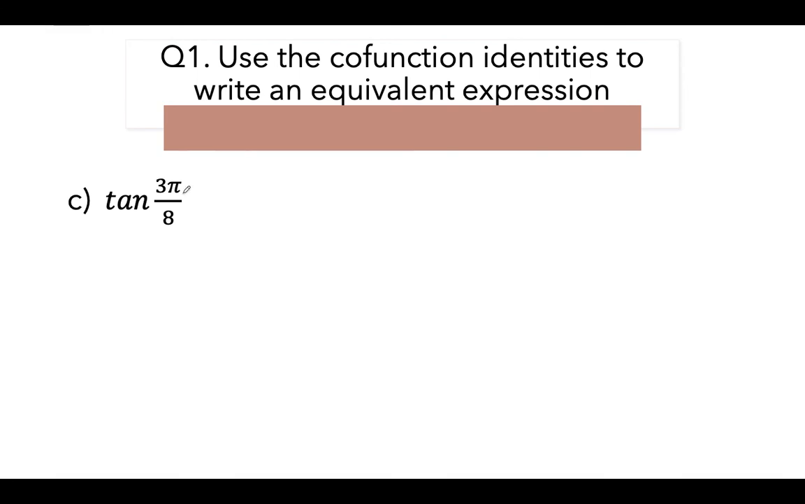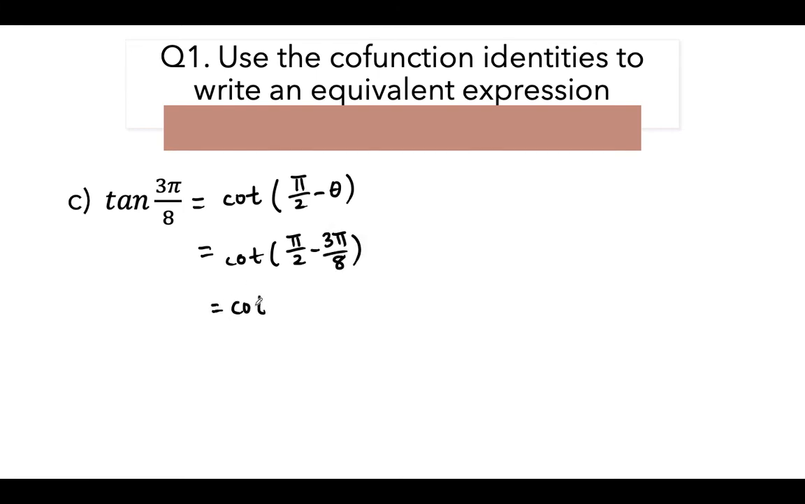And lastly, we have tangent. The equivalent expression is the cotangent of pi over 2 minus theta. Let's plug in my theta: cotangent of pi over 2 minus 3 pi over 8. Let's make the same denominator: 4 pi minus 3 pi over 8. So the cotangent is pi over 8. This is going to be my equivalent expression to the given tangent.